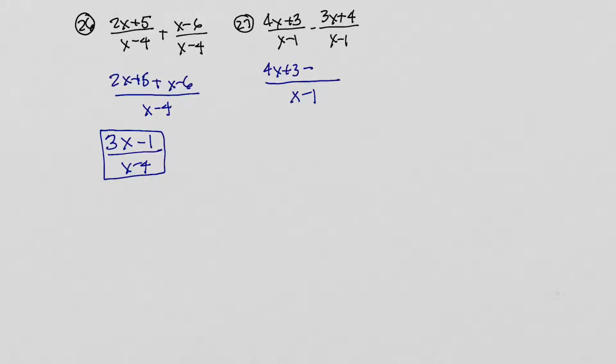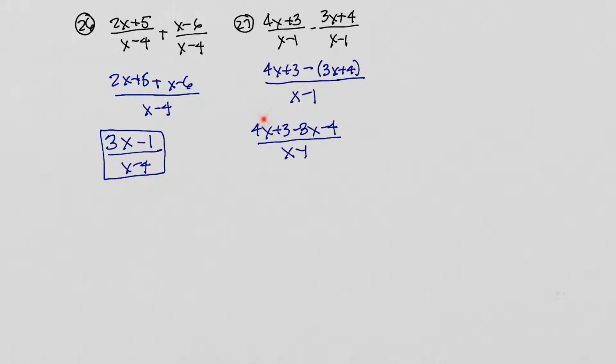Now here's the thing. We have to be careful here. This is a minus, so I want to be sure to subtract all of this. I want minus all of it, so I need parentheses to capture all of it. So minus, be sure you write parentheses if you're subtracting. And now let's distribute that minus sign all the way through. So it's going to look like this now: 4x plus 3 minus 3x minus 4, all over x minus 1.